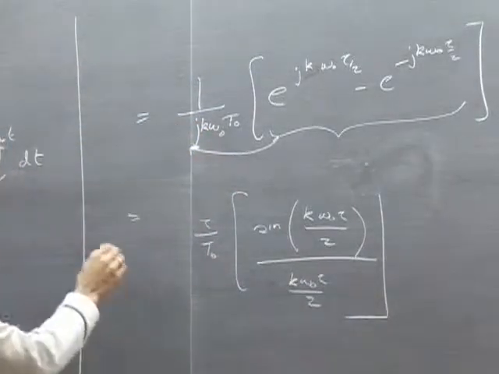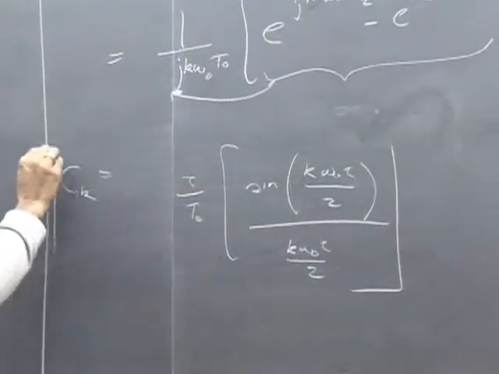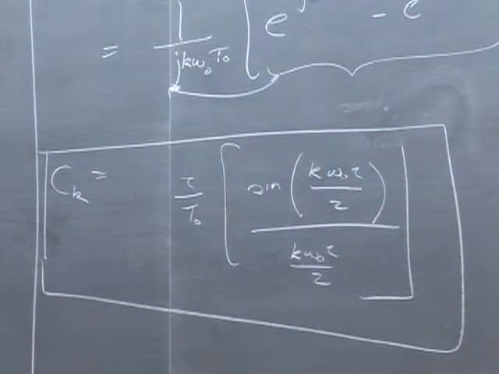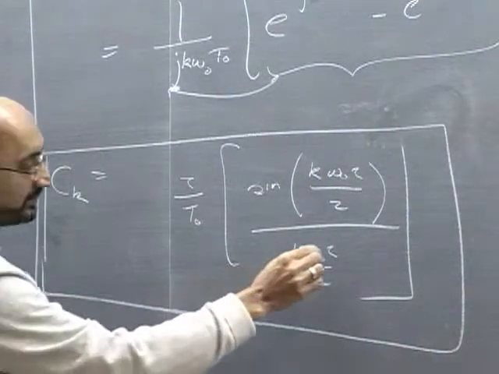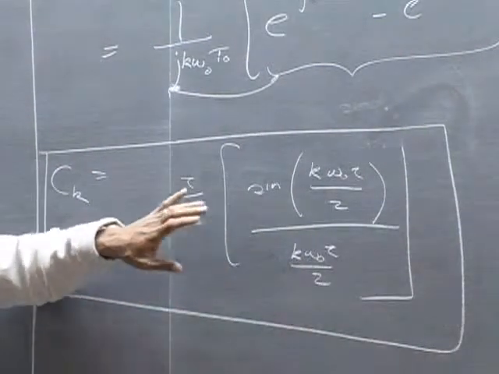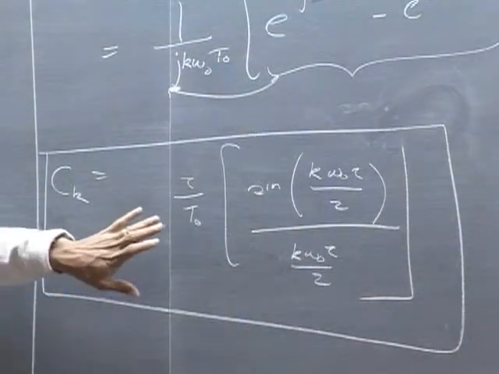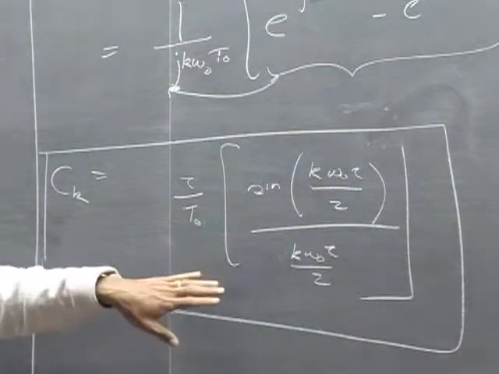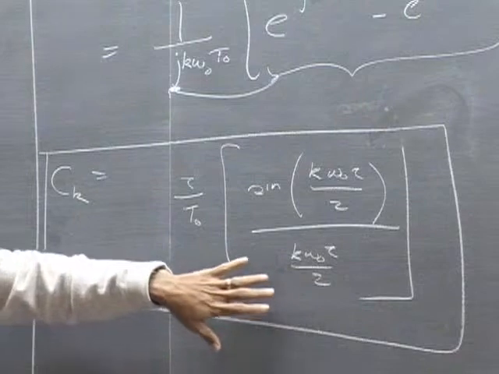Okay. So this is the result that I want to just spend a little bit of time looking at. Remember that what I've done over here is I've multiplied and divided by tau over 2 to get this particular form. And the form I want to get is the form of sine x over x, where x in this case is k omega naught tau over 2.